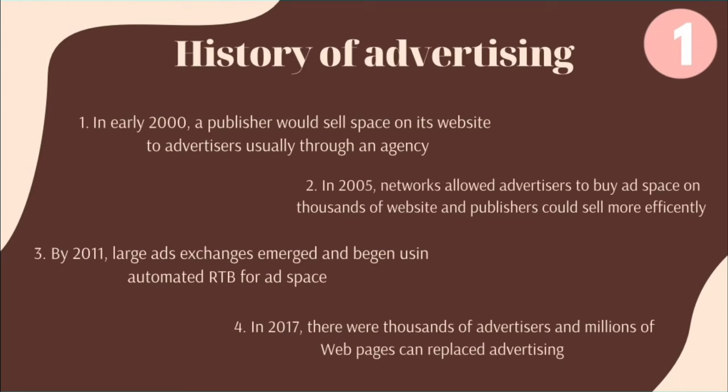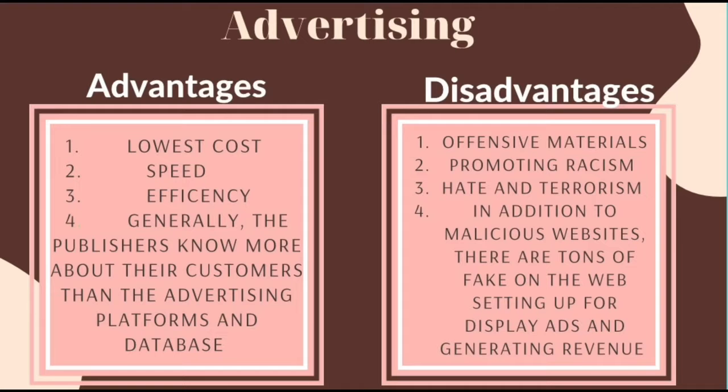History of advertising. First, in the early 2000s, a publisher would sell space on its website to advertisers, usually through an agency. Second, in 2005, networks allowed advertisers to buy ad space on thousands of websites, and publishers could sell more efficiently. Third, by 2011, large ad exchanges emerged and began using RTB for ad space. Fourth, in 2017, there were thousands of advertisers and millions of web pages that could carry advertising.